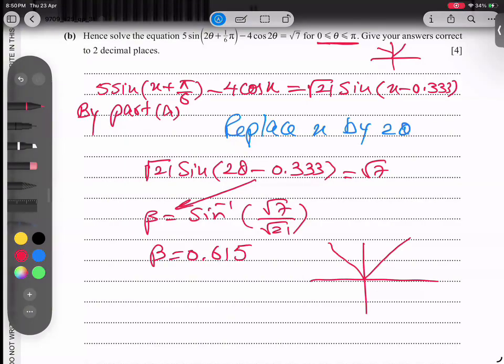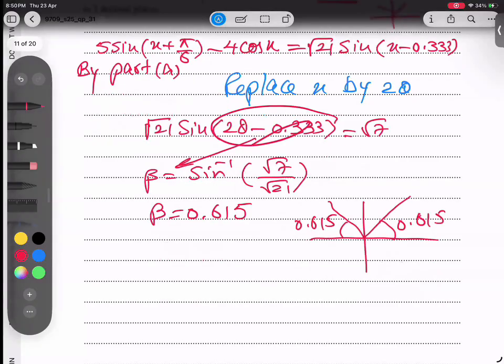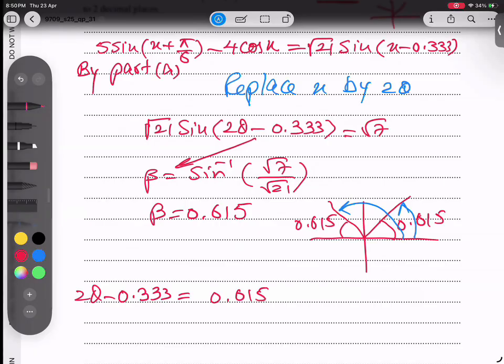Okay, 0.615 is here and 0.615 here. And students, after this, I will bring back this complete angle down. So I'm getting here 2 theta minus 0.333. So my first answer is this. Second answer is this. So I'm writing here 0.615 and pi minus 0.615. Okay. Now, what to do, students?